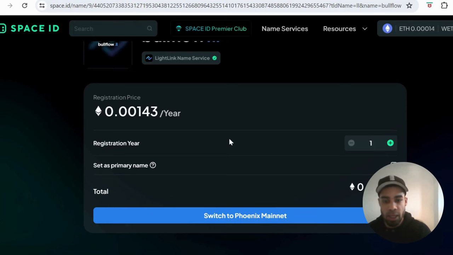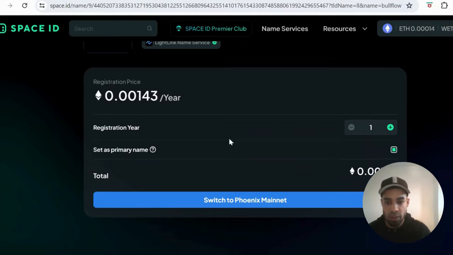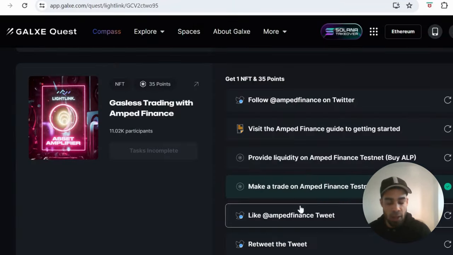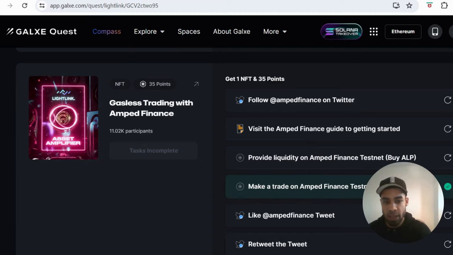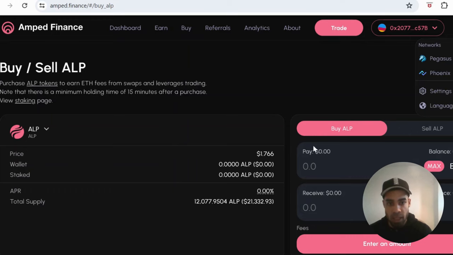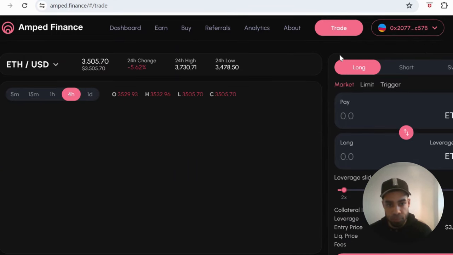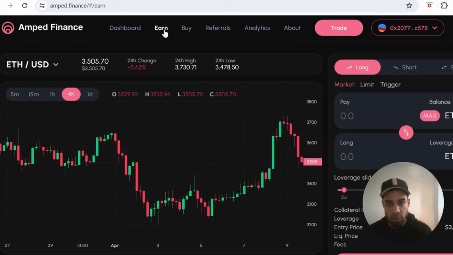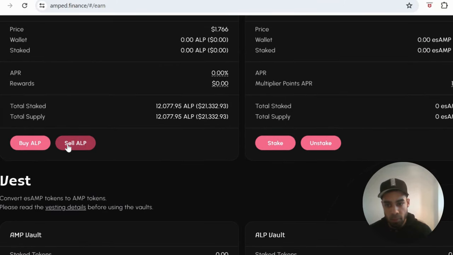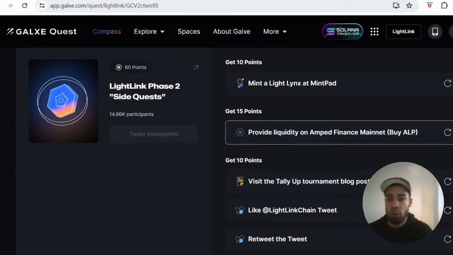And then the next one is getting a Space ID. This is $5, it's going to be around $6 in total. So you're going to get an ID for Lightlink through Space ID. And then the next one is make a trade on Amped Finance testnet. If you wanted to do the testnet, then you would go to the Pegasus faucet. You will get some ETH on it. And I will also leave the link for the Pegasus testnet network. And then on Amped Finance, you would make a trade up here. And then also you would provide some liquidity by buying some AMP or some ALP.